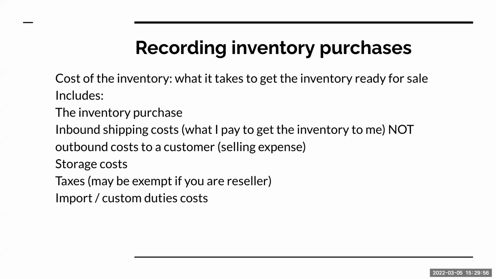So what goes into inventory? It's going to be the inventory purchase, any type of inbound shipping cost, which is sometimes referred to as freight in, storage costs of the inventory, and taxes. If I pay sales taxes on something, however, as a reseller I may be exempt from those if I have the appropriate documentation with my state, and then also any type of import or customs duties. So let's take a look at this real quick.